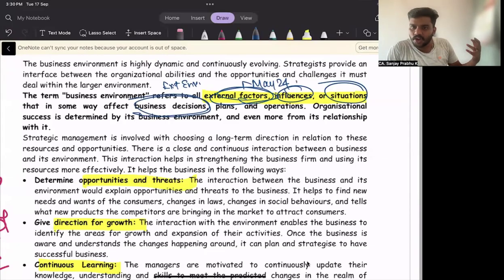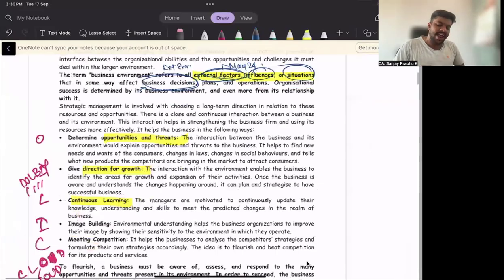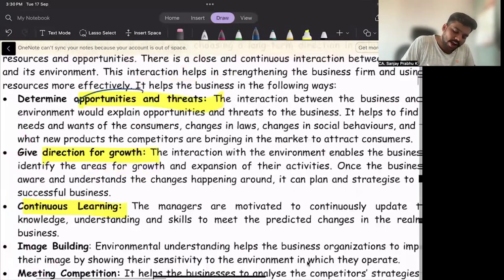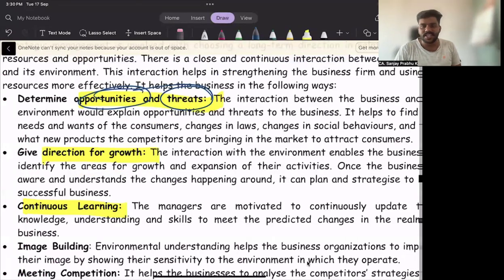See, external factors will also have an impact on our business. So if you are analyzing the external factors, how is it going to help the business? First of all, it will help you to identify the opportunities and threats. It gives a direction for you to grow. You will get a direction on what you are supposed to do.